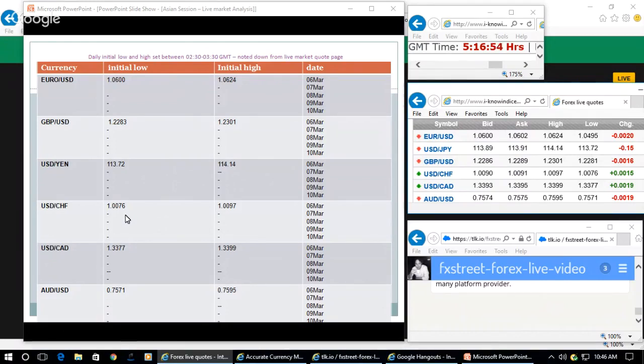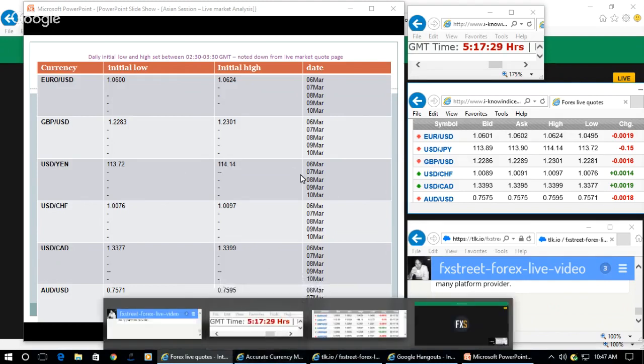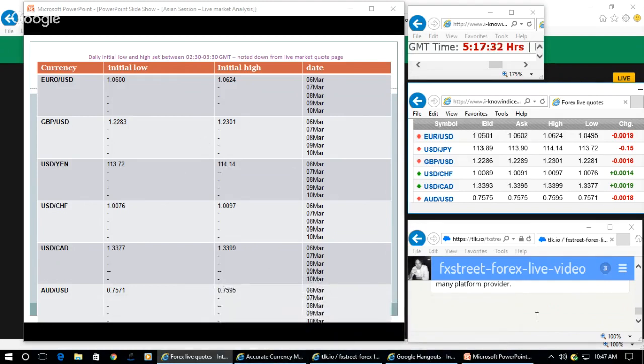Then in the case of CHF, 1.0076 is the low, 1.0097 is the high. They have not breached the low or the high. Then Canadian dollar, 1.3377 is the low, 1.3399 is the high. They have not breached the low or the high. Then in the case of Australian dollar, 75.71 is the low, 75.95 is the high. There again, they have not breached the low or the high. Excepting GBP by 2 pips on the downside, all other currencies have not breached the low or the high. It indicates that they are simply holding the platform.